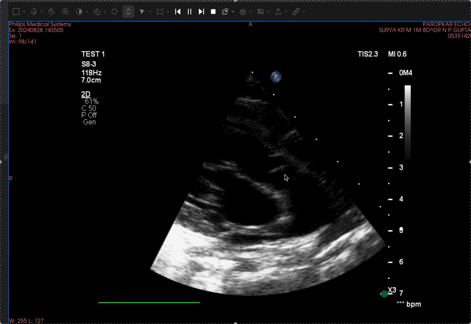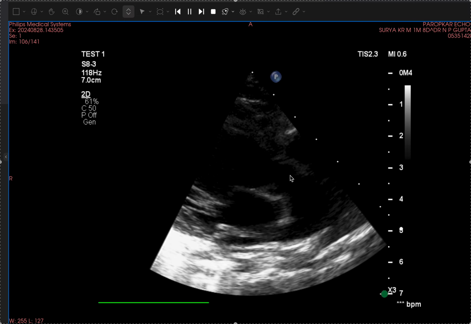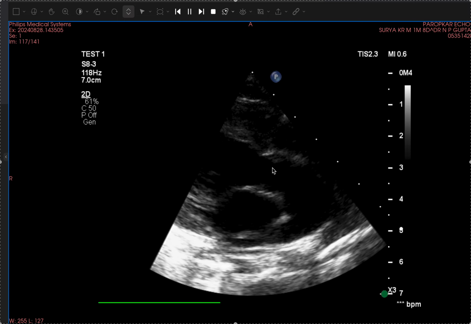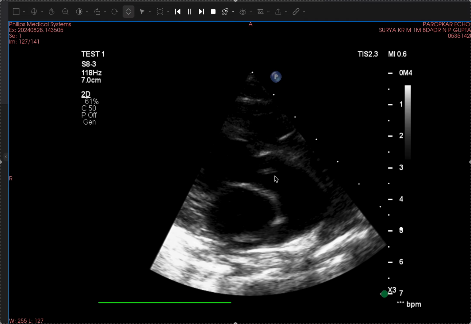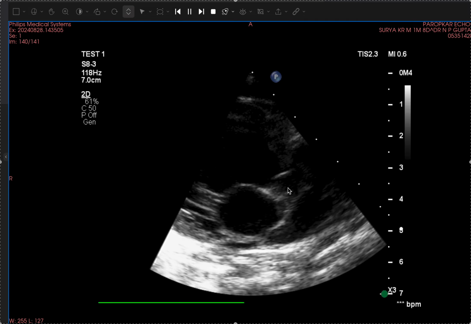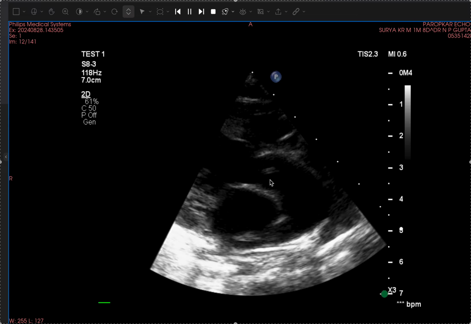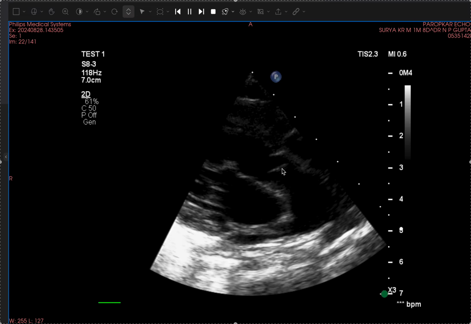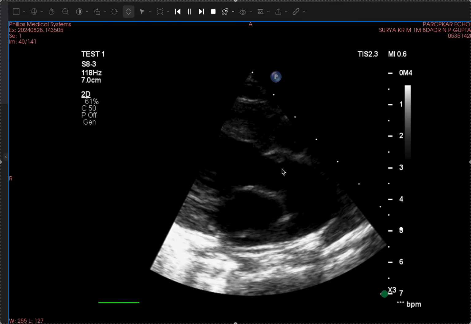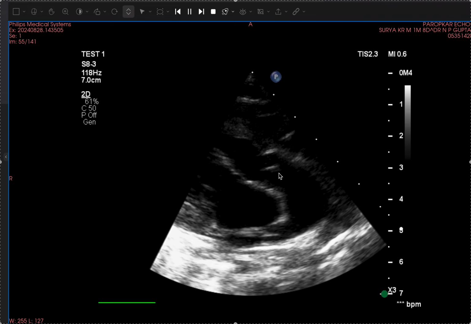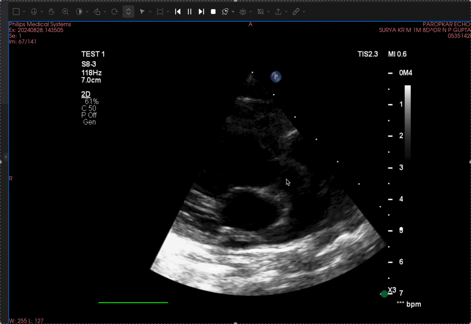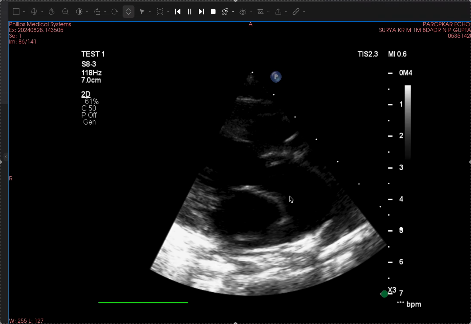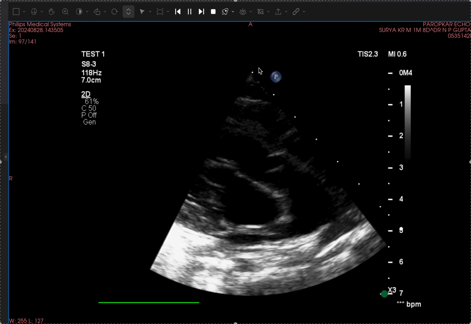So whenever you find transposition of great arteries, what you will find in the beginning, pulmonary artery arises from left ventricle and goes posteriorly. In case of aorta, if aorta is arising from left ventricle, it would go anteriorly, not posteriorly. So as it goes posteriorly, it is pulmonary artery, not the aorta. At the same time, you can see the bifurcation also.